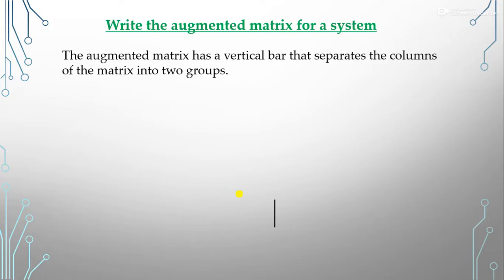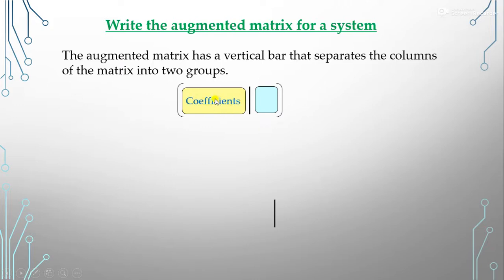Now how can we solve our linear equations mathematically? For this we have to make an augmented matrix. What is the augmented matrix? The augmented matrix has a vertical bar that separates the columns of the matrix into two groups. Suppose it is like that: we have to make the matrices, and in this we have the coefficient matrix.